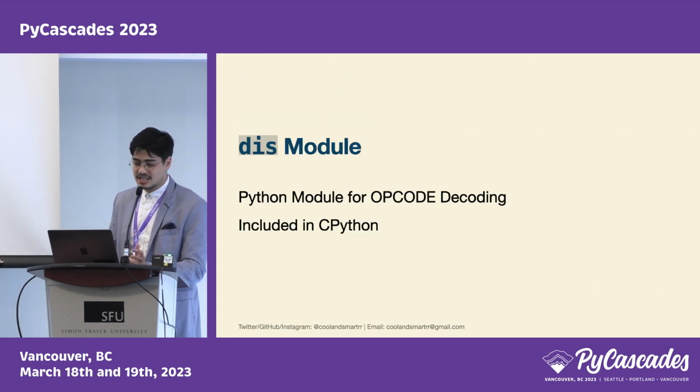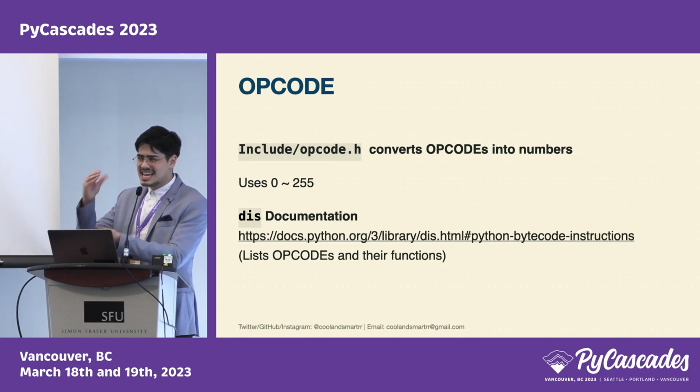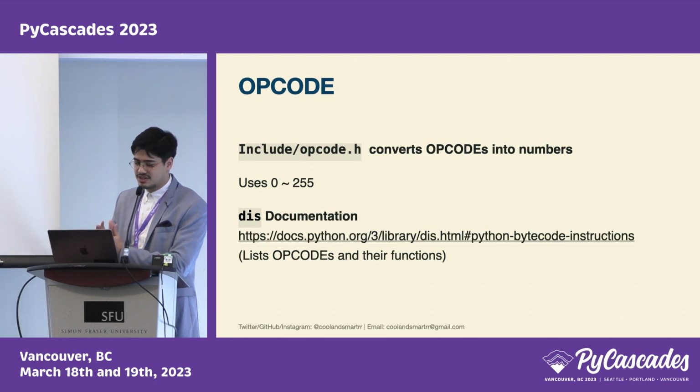Let's talk about the dis module. It's basically for decoding the Python opcode, and it's included in CPython. As a matter of fact, what is an opcode? Well, an opcode is basically a unit of instruction, and it's defined from 0 to 255. The whole list is included in the Include directory, opcode.h file. There's more information in the documentation, so you could read that.